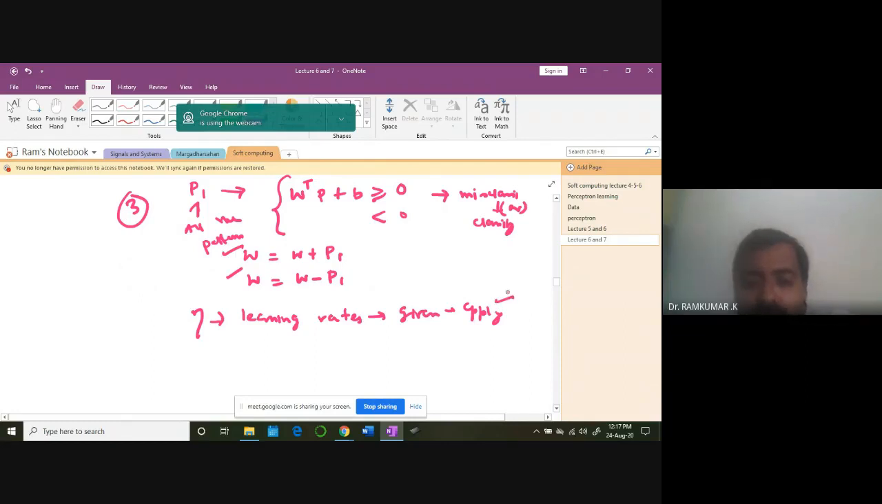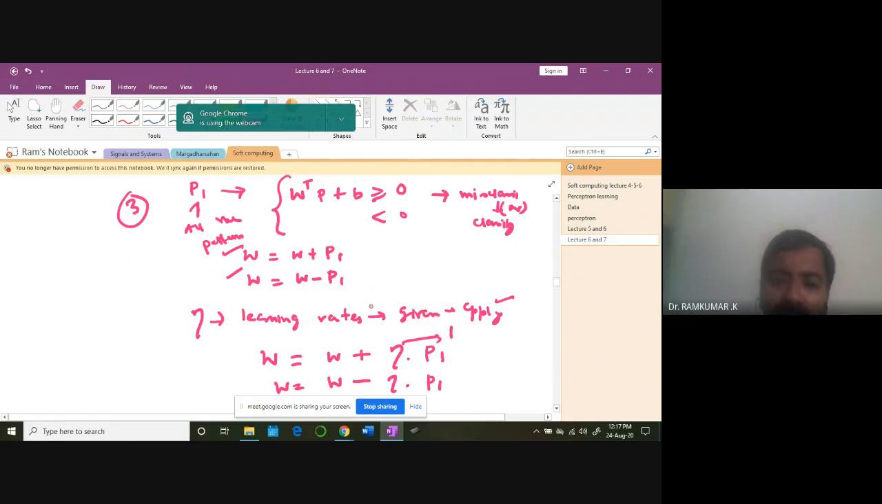Okay, how do you apply learning rate? What is the learning rule? W equals W plus beta times the pattern. It's a kind of expression. This learning rate can be 1 in this case. Normally we can choose learning rate between 0 to 1.